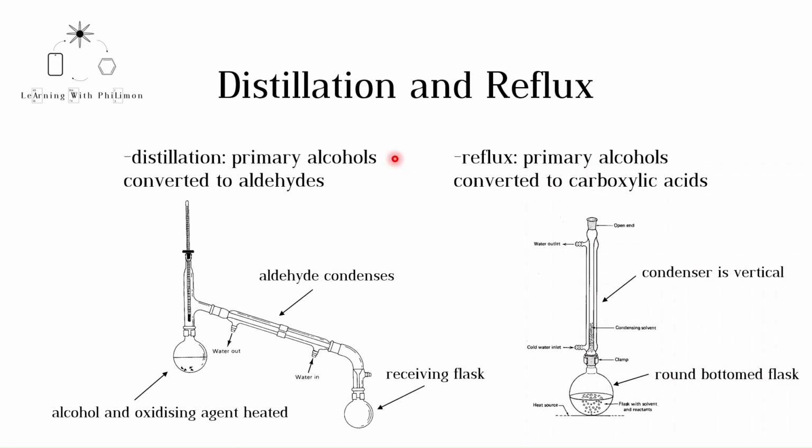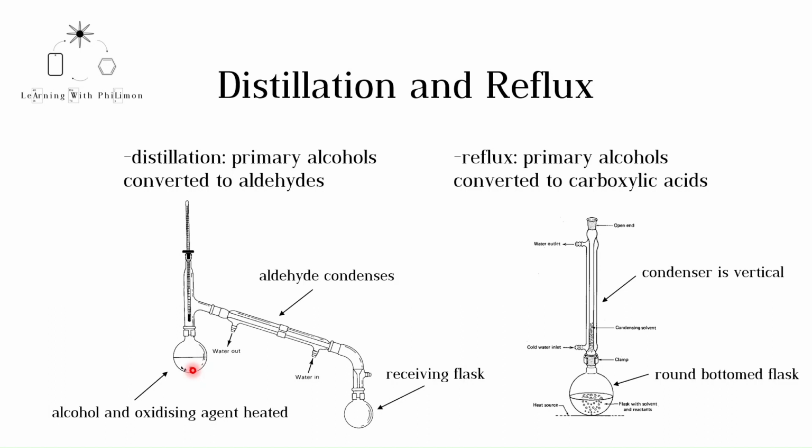If we want to convert an alcohol into an aldehyde, we use distillation. The primary alcohol is heated with the oxidizing agent in the round bottom flask. Aldehydes have lower boiling points than alcohols. Alcohols have higher boiling points because they can form hydrogen bonds due to the presence of the OH group. For more on this, please watch the intermolecular forces video.